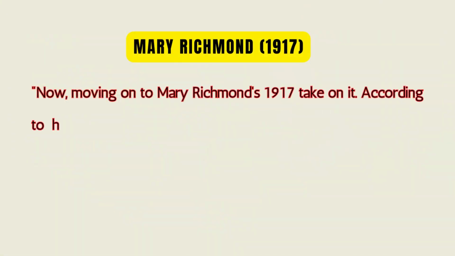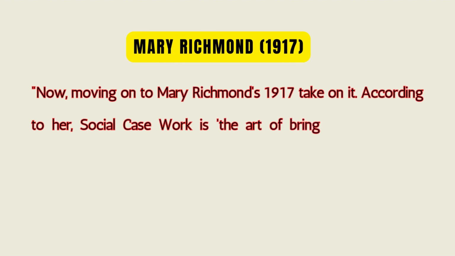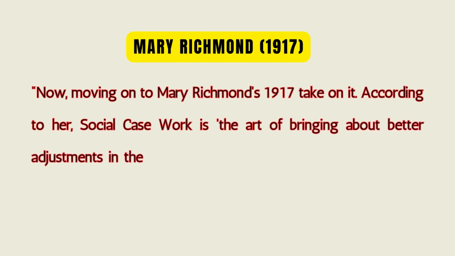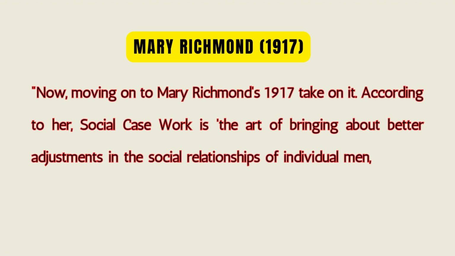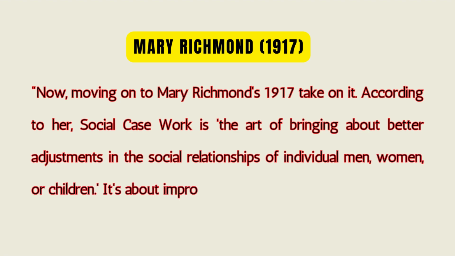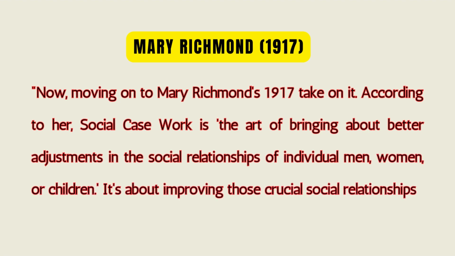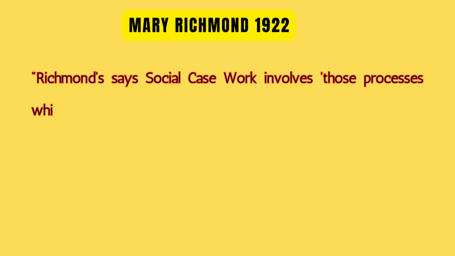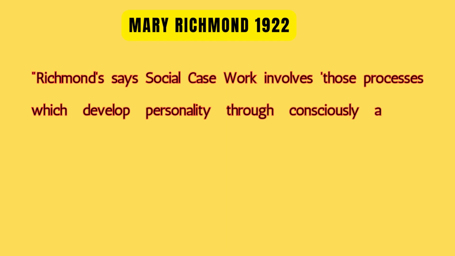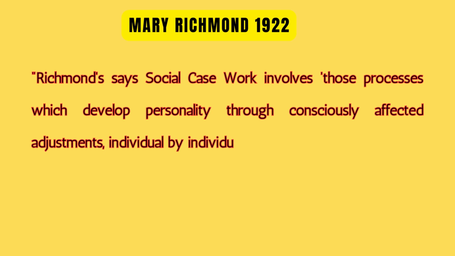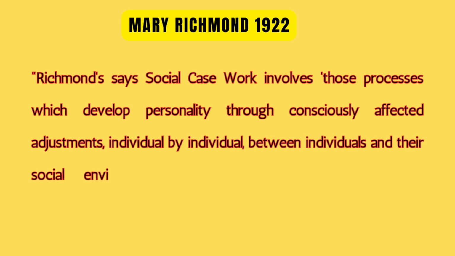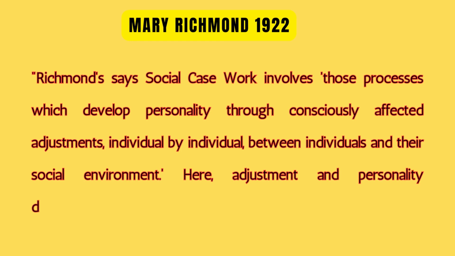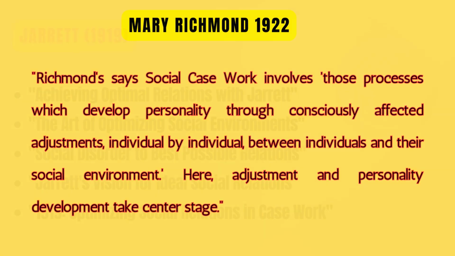Now, moving on to Mary Richmond's 1917 take on it. According to her, social case work is the art of bringing about better adjustments in the social relationships of individual men, women, or children. It's about improving those crucial social relationships. Richmond's 1922 definition takes us a step further. She says social case work involves those processes which develop personality through consciously effected adjustments, individual by individual, between individuals and their social environment. Here, adjustment and personality development take center stage.